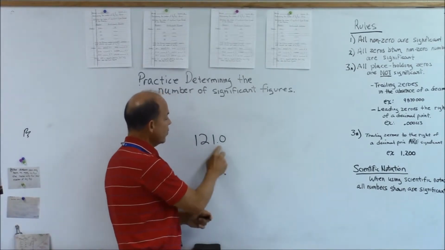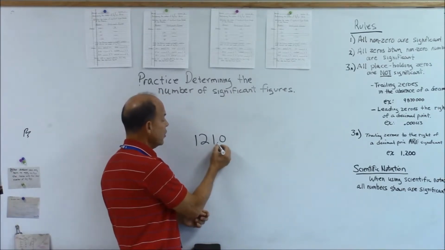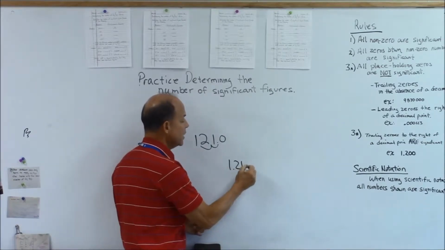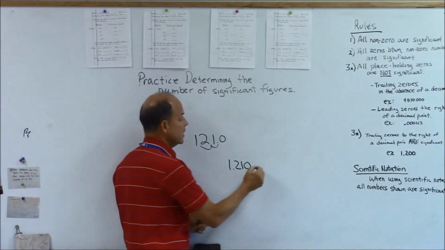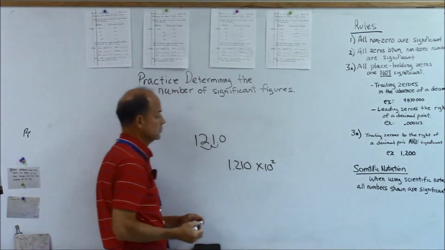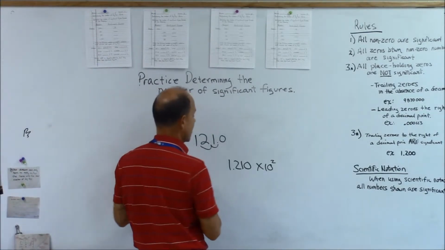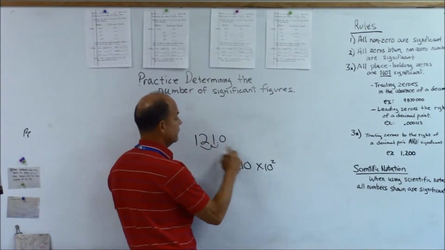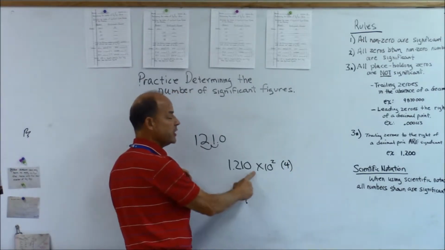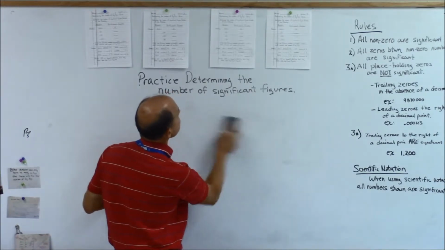So 121.0, again, we can only have one digit to the left, so we have to move it over 1, 2. So this number becomes 1.210 times 10 to the 2. We got to write that sig fig. Okay? Again, there are 1, 2, 3, 4 sig figs here. If we show it in scientific notation, it's got to be significant. All right.